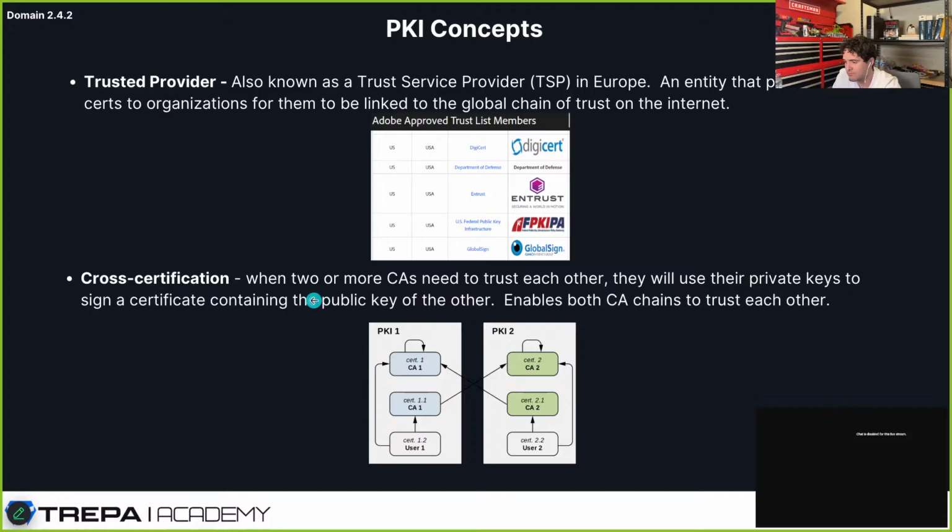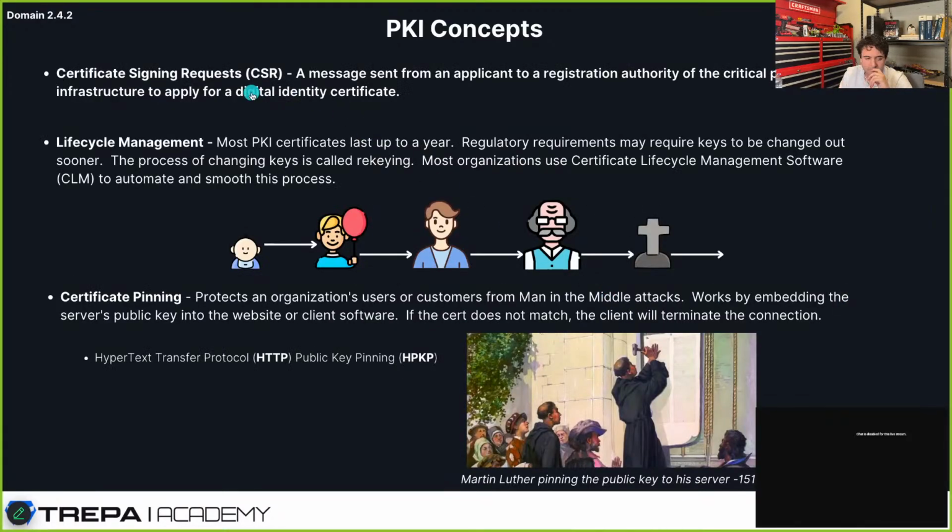Cross certification. That's when two or more CAs need to trust each other. They will use their private keys to sign a certificate containing the public key of the other. Enables both CA chains to trust each other. Kind of like almost secure key exchange, what I described, but this is between CAs.